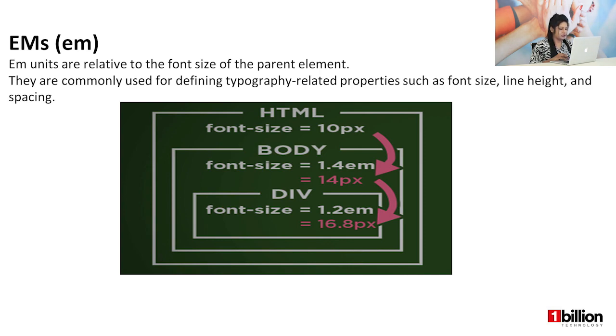The second point is typography. The EM units are commonly used for defining typography related properties such as font size, line height, and spacing. The third point is flexible and scalable. Because the EM units are relative to the parent elements, they offer flexibility and scalability, making them ideal for creating responsive typography that adjusts smoothly to different screen sizes.